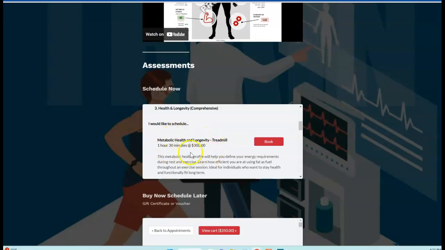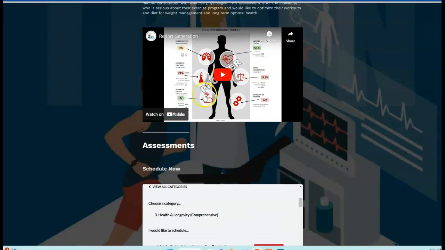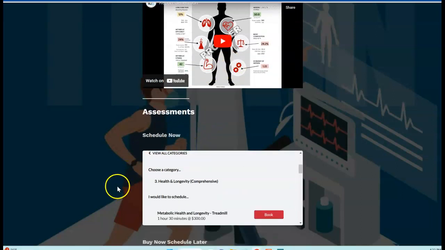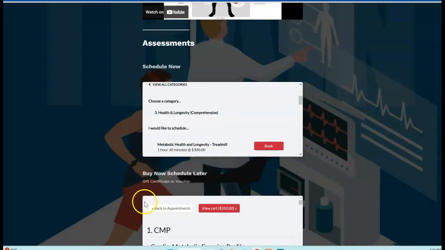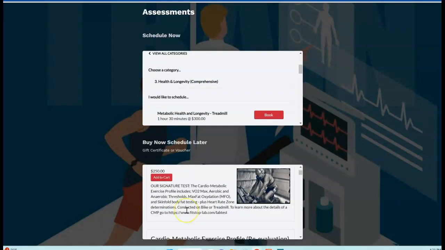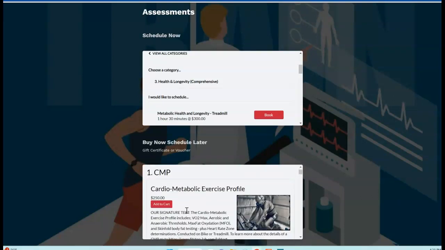Again, the cardiometabolic profile is not only all of that information related to the exercise test, but we also do a body fat measurement using skin folds. We do some spirometry testing for lung function, and you'll get the baseline blood pressure and heart rate. So again, you can schedule that from the website here, or you can buy now and schedule later.